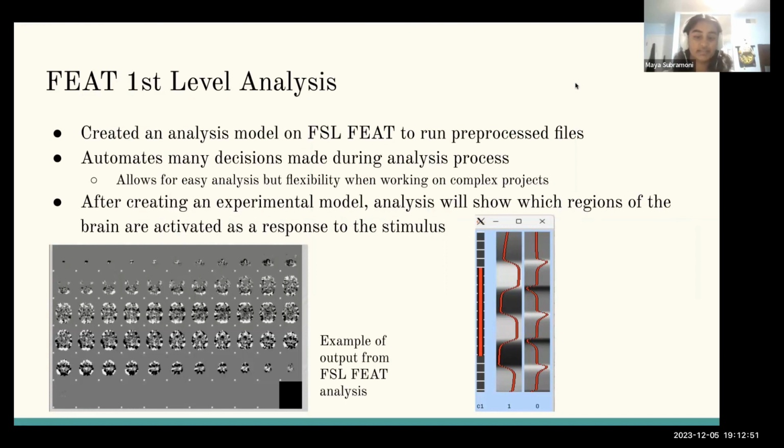At the bottom of the slide, there's an example of an output from FSL FEAT and how it shows the different brain regions that are activated. There's also an example of an experimental model that we used.